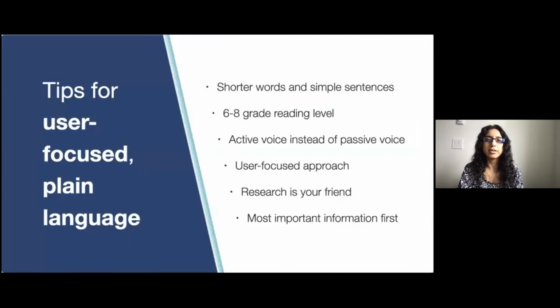So here are some tips for creating user-focused plain language content. First, you should use shorter words and simpler sentences, and you want to aim for that grade 6 to 8 reading level. And you want to try and use active voice instead of passive voice. So for example, instead of saying something like "the squirrel was chased by the dog," this is passive, you would say "the dog chased the squirrel."